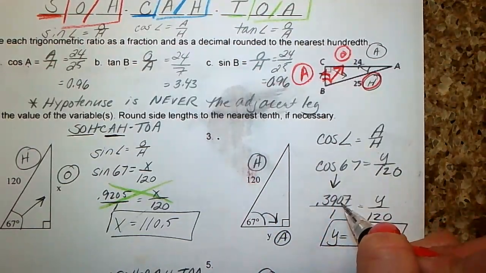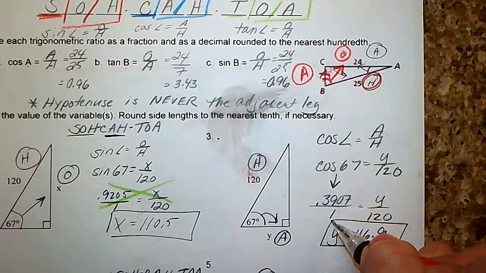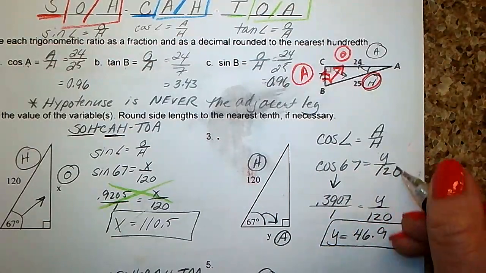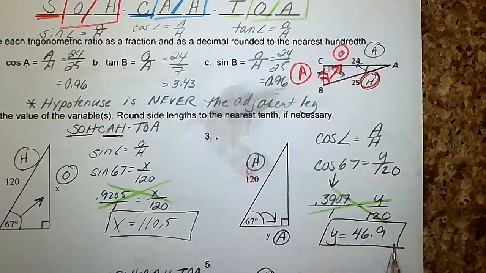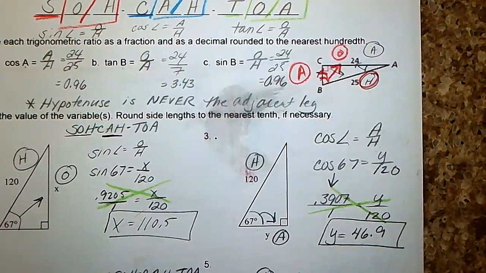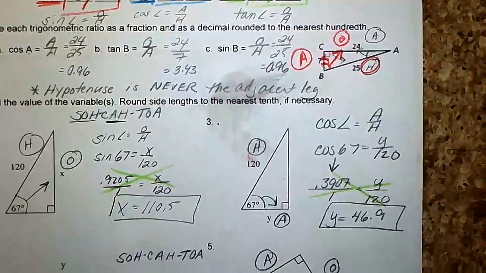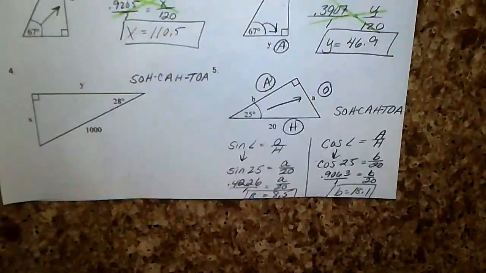We're going to find the cosine of 67 in our calculator. Put that over 1. And then we have our y over 120, so we are going to cross multiply. And when we do that, we find out that that missing side is 46.9. Okay, that's our side value y. All right, let's continue down here.